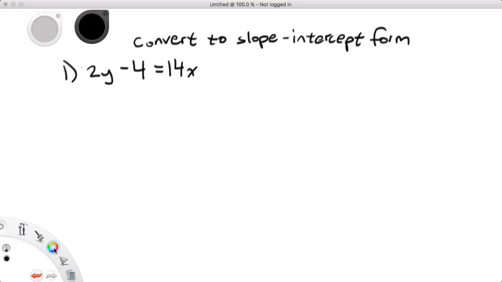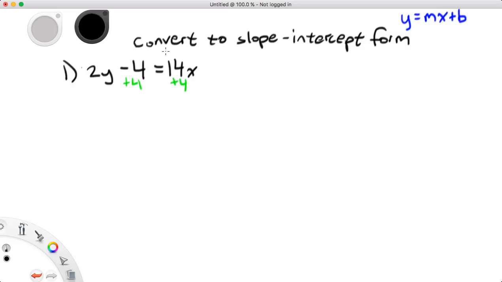Let's say I have 2y minus 4 equals 14x, and I want to convert to slope-intercept form. Let me just remind everybody what slope-intercept form is. It looks like this: y equals mx plus b. Right now it doesn't matter to us that m is the slope and b is the intercept. All that matters is that we end up with y all by itself on one side, and then there's a coefficient with x, and then there may or may not be a constant.